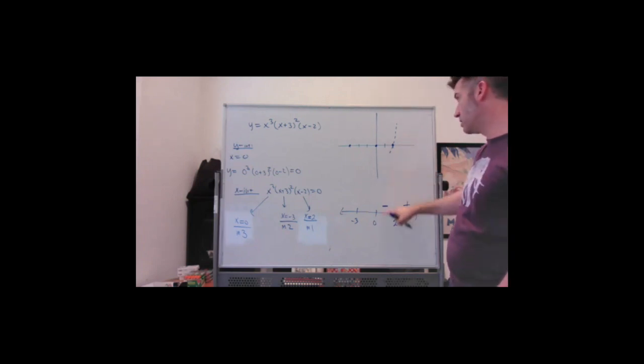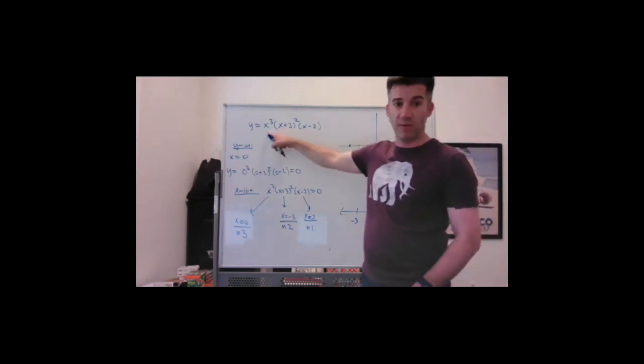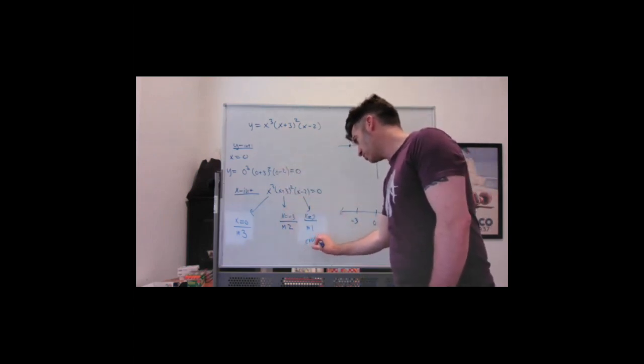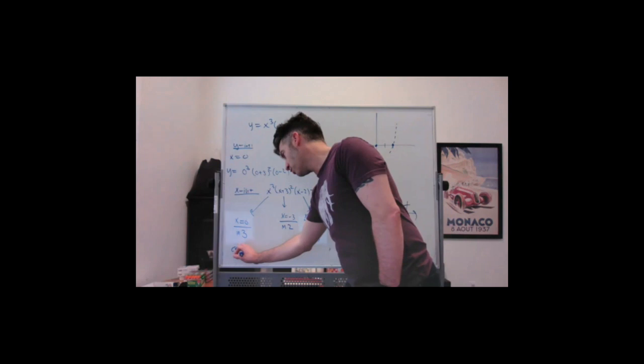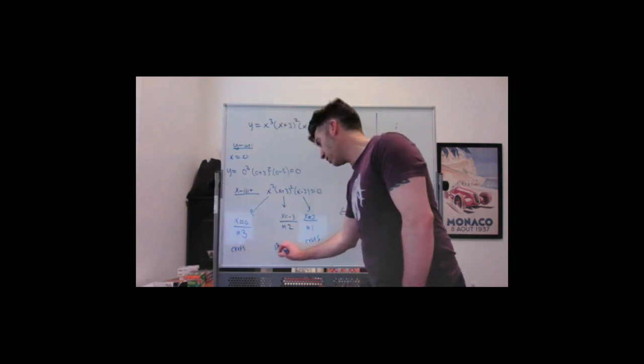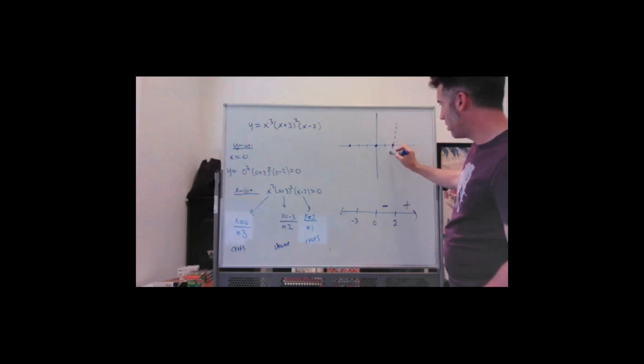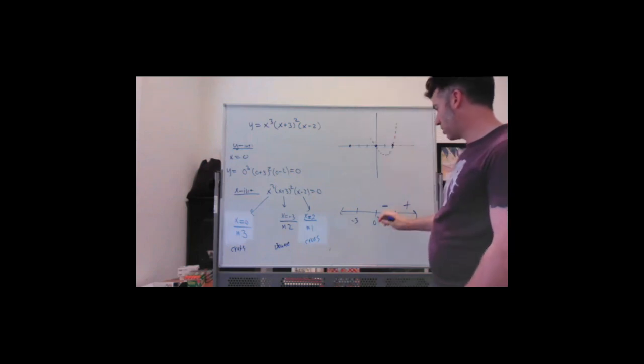And then at 0, 0 came from a factor with an odd multiplicity. Oh, I guess I could write things down here, right? We're going to cross at 2, we're going to cross at 0, we're going to bounce at -3. So you could say, oh, I'm going to cross at 0 like that. So I'm going to have to be positive here.